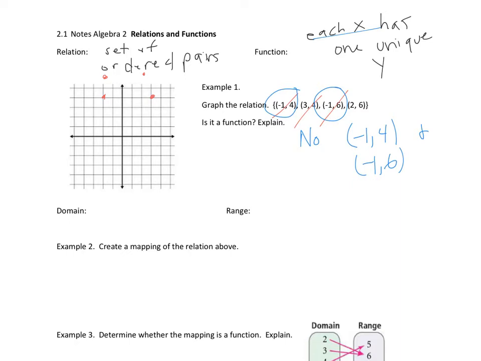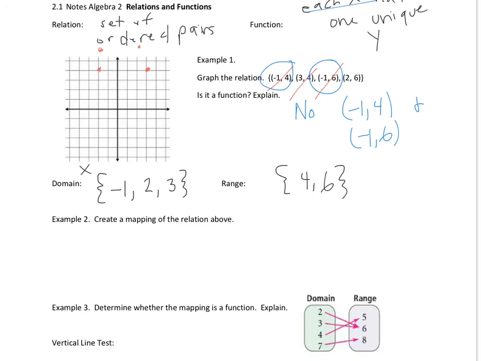And then the domain are all the x values. So I'm going to list it as a set. So I'm going to use set notation. In domain, you want to list from least to greatest the numbers for x. And then don't repeat. So I don't need to list out -1 twice. And the range is list all the y values from least to greatest. So 4 and 6. So 4 and 6 are the only y values.